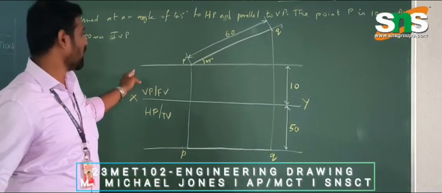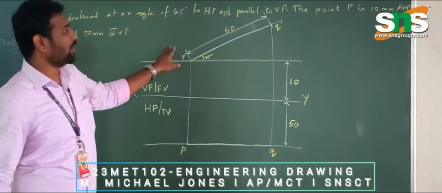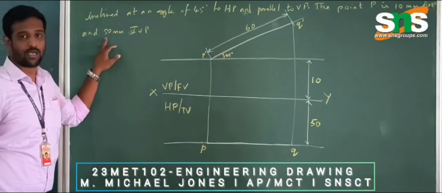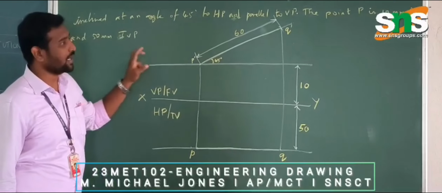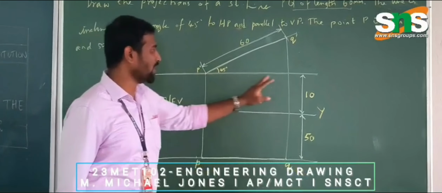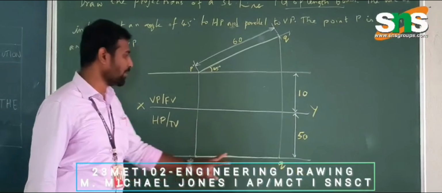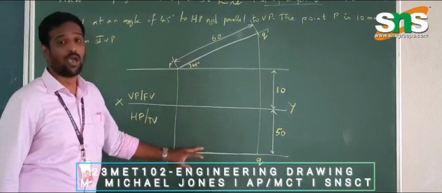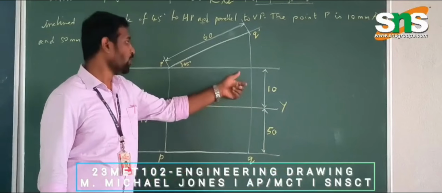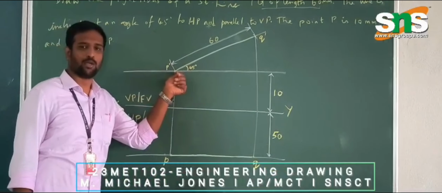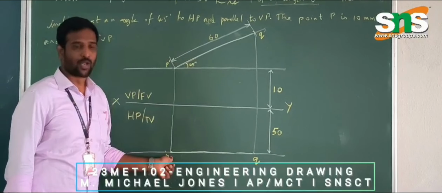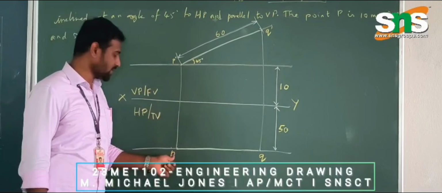Once again, to repeat the problem, first step, I will locate the front view P dash and the top view P of the point using the positions given here. It is 10 mm above HP and 50 mm in front of VP. So 10 mm above HP, I will draw a straight line, and 50 mm below the reference line, in front of VP, I will draw another straight line. So this is 10 and this is 50. Over this line, I will mark any point to be my P dash, and directly below P dash, I will have my P. So this is the front view of the point, and this is the top view of the point.